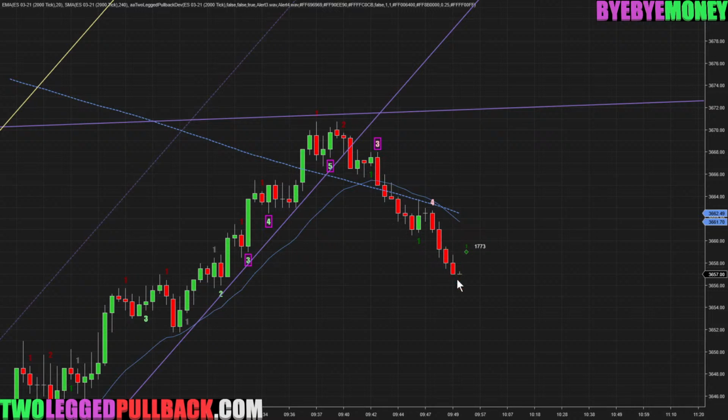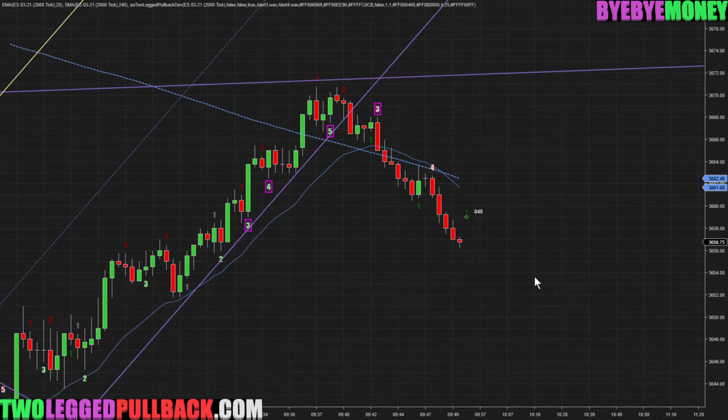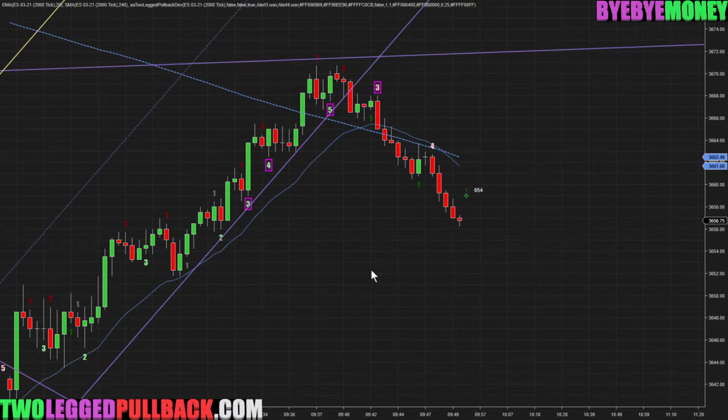Look at how many red bars there are, right? We got 1, 2, 3, 4, 5, 6, 7, 8, 12. 11 out of the last 12 bars are non-bull bars. We're gonna need a nice good signal to tell us to go long, if we are to go long.